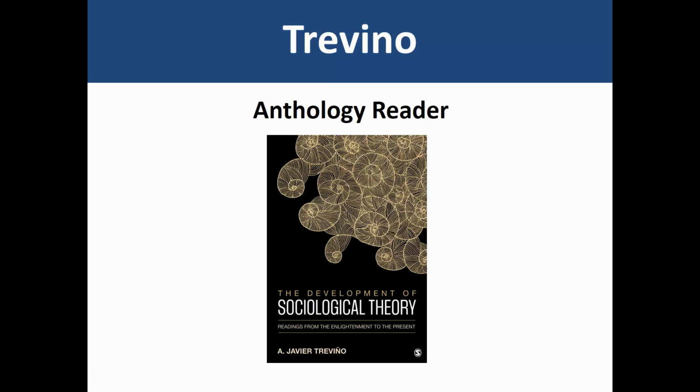And we also have a brand new first edition for this course area, and it's from another familiar name, Javier Trevino. He's the author of one of our social problems textbooks. This book is an anthology reader, so it's a collection of primary works with short introductory headnotes written by Javier Trevino. It's organized more or less chronologically to show the historical development of sociological theory from the 19th century founders through the present. So this book is for professors who want a single book that offers the widest range of primary works to choose from.